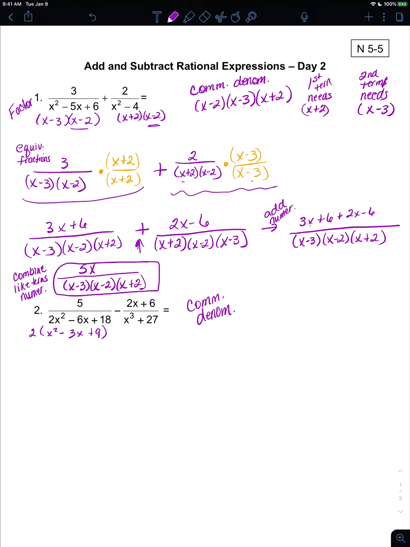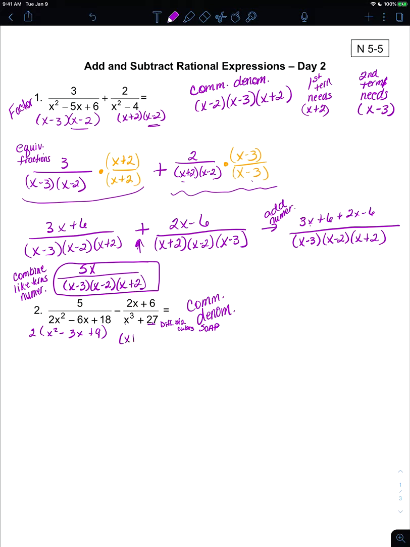Now this x cubed plus 27, now remember that looks like the sum of two cubes. We just learned that. So we've got the sum of two cubes, and remember our acronym SOAP that we used. So this is an x and this is 3 cubed. 27 is 3 cubed.